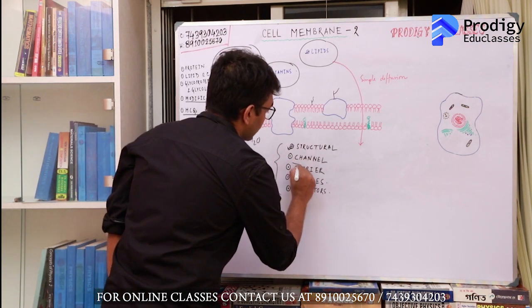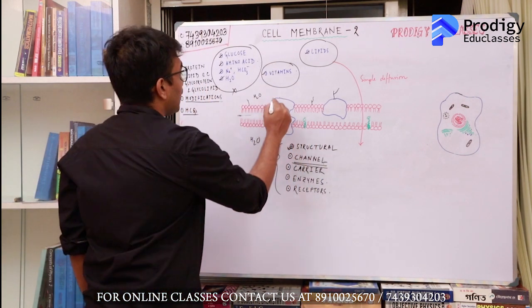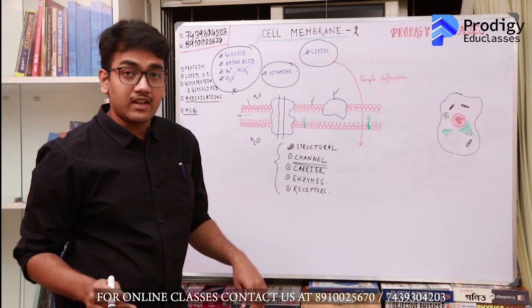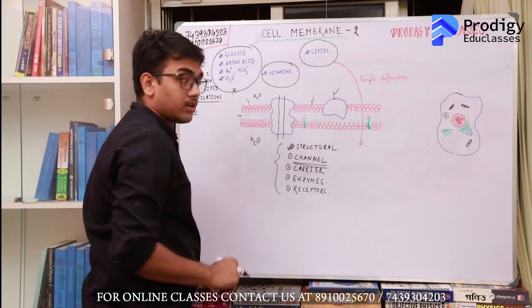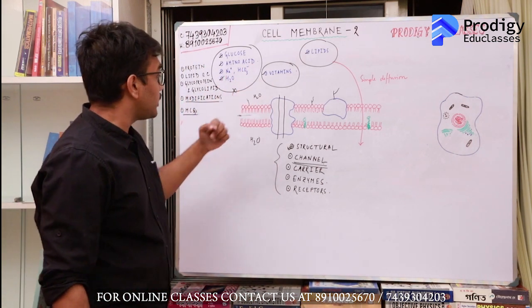Next, channel proteins. What are channel proteins? Channel proteins are transmembrane proteins which have a channel at their center. They have a channel at their center which will allow certain substances to pass from outside to inside and inside outwards. How do they do that?